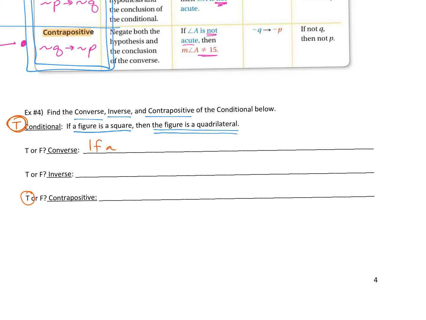So if a figure is, I do a lot of shorthand with this, by the way. I'm fine with you abbreviating things as long as it's very evident what that abbreviation is. If a figure is a quadrilateral, then the figure is a square. Is that true? No. Can you give me a counterexample? A rectangle, right? A rectangle doesn't have to be a square.